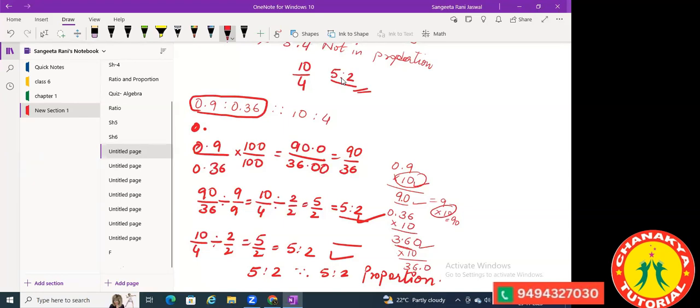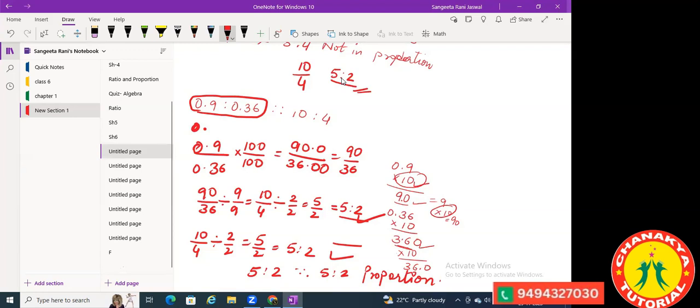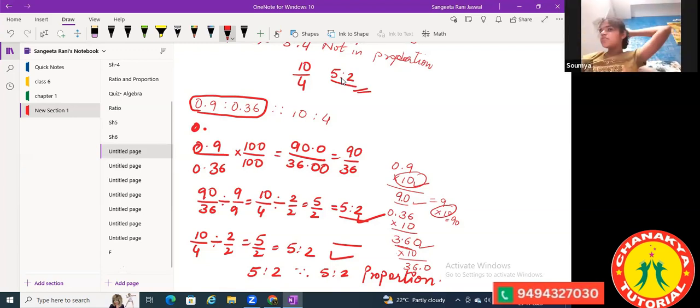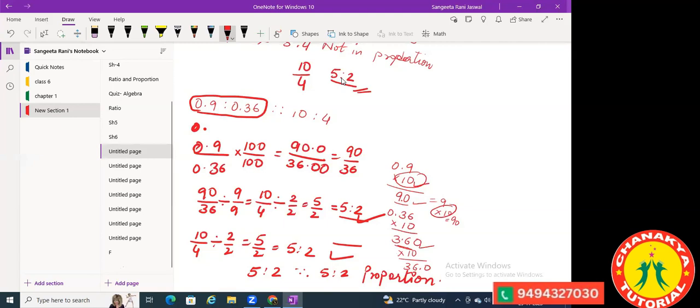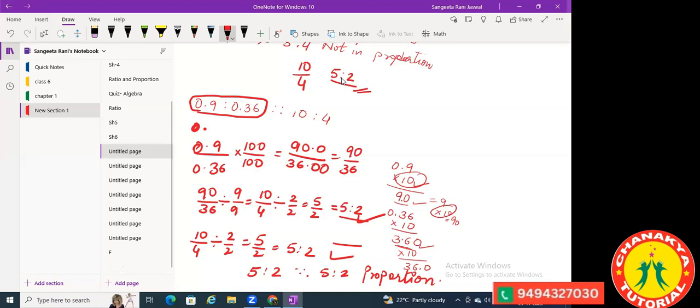90 divided by 9 is 10. And 36 divided by 9 is what? 36 divided by 9 is 4, ma'am. Now 10 by 4 can be reduced. How did you reduce 10 by 4 earlier? By dividing it by 2. So again I will divide both numerator and denominator with the same number, 2. Okay, ma'am. So my ratio is 5:2. Understood this much? Yes, ma'am.